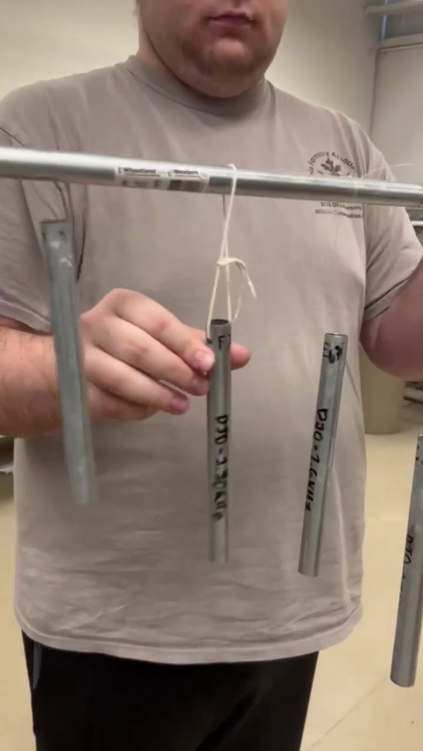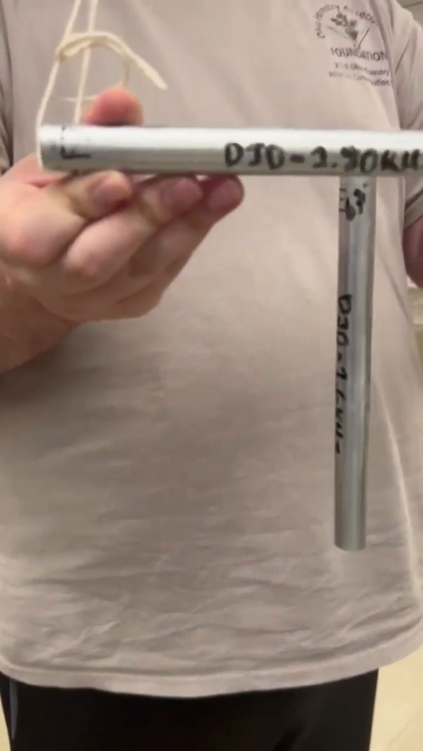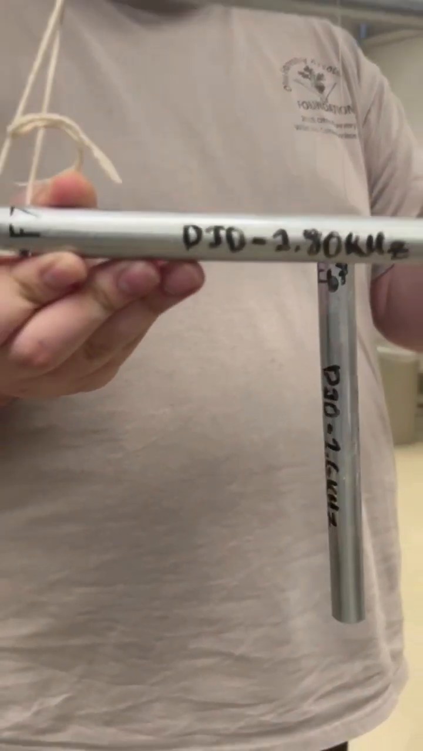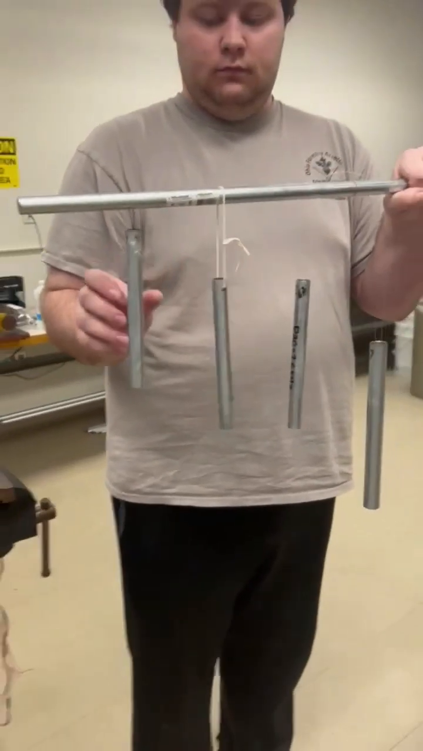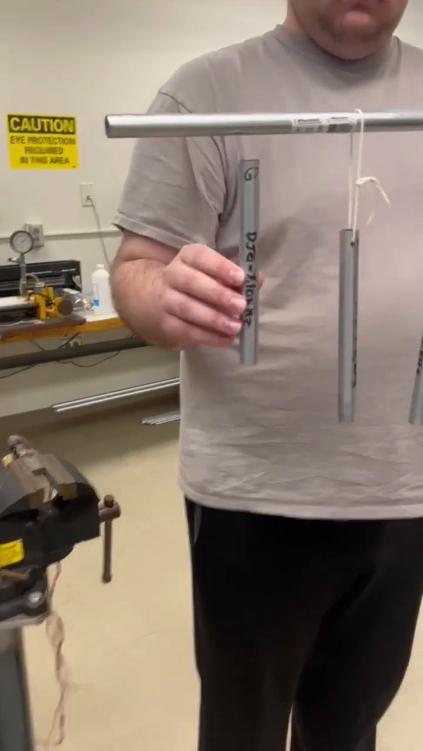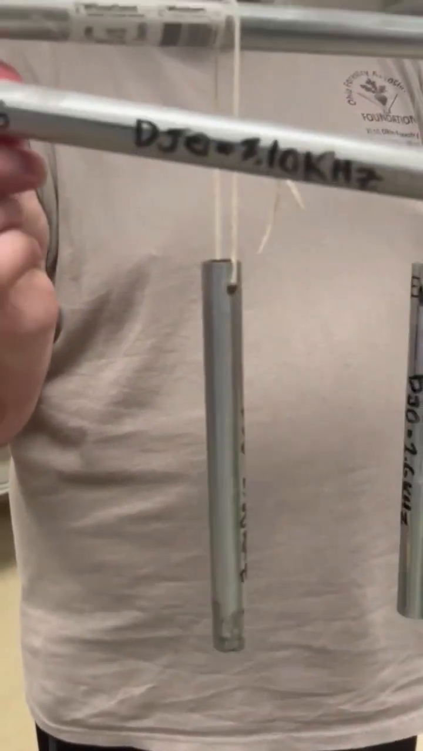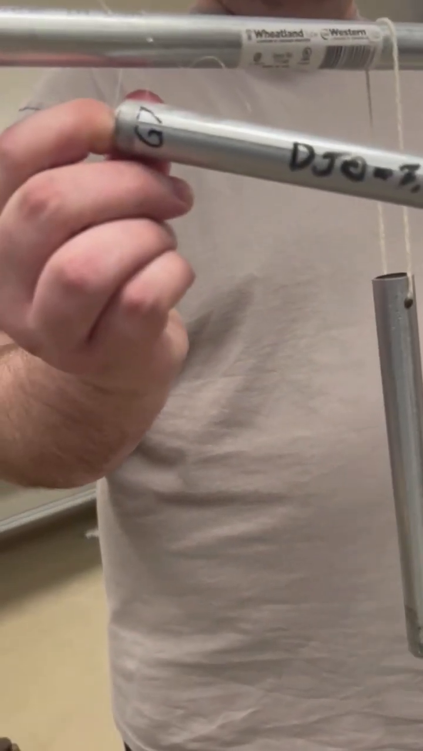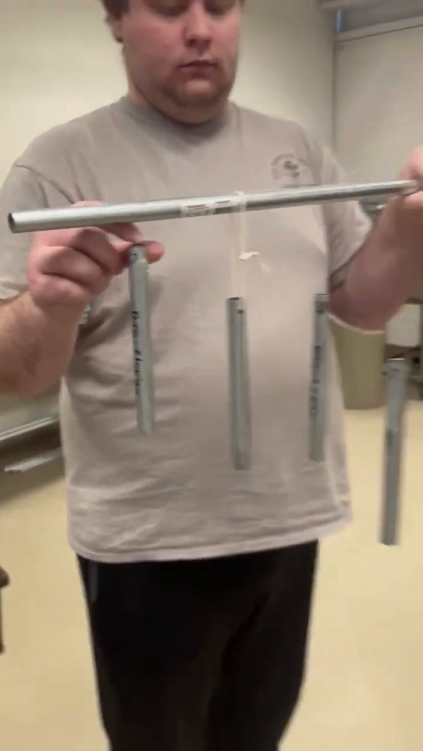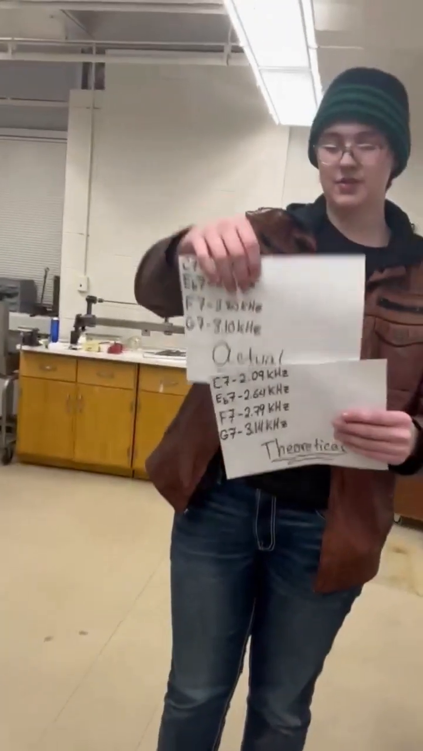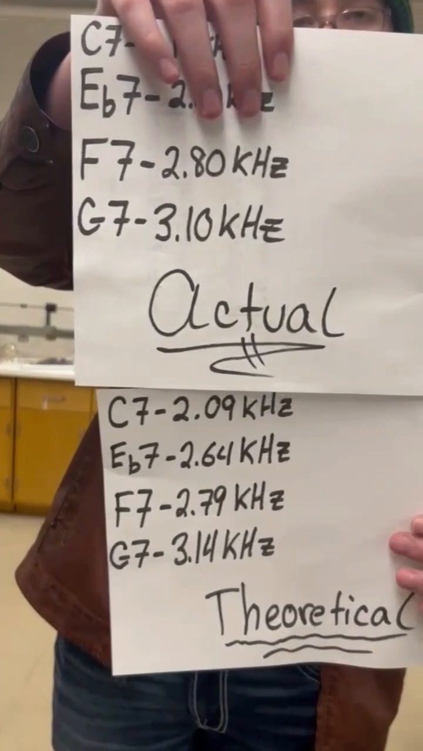Third up, we have F7, which is 2.79 kilohertz, and right on the money for what the theoretical is. And G7, 3.10 kilohertz, while the theoretical is supposed to be 3.14 kilohertz. We'll then show on screen here all of our values.